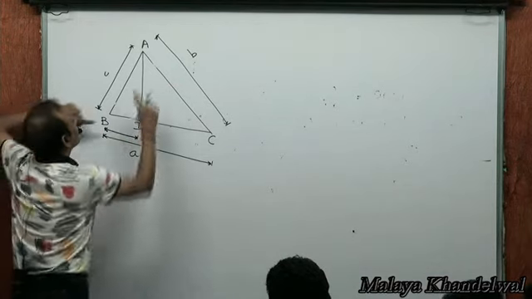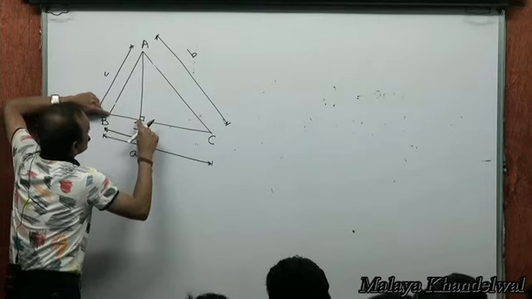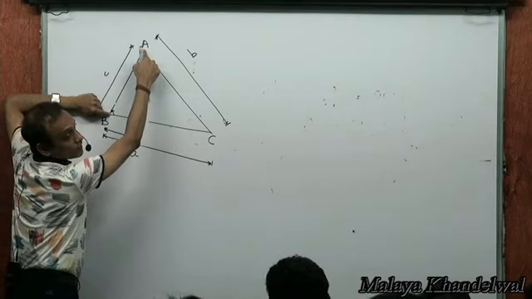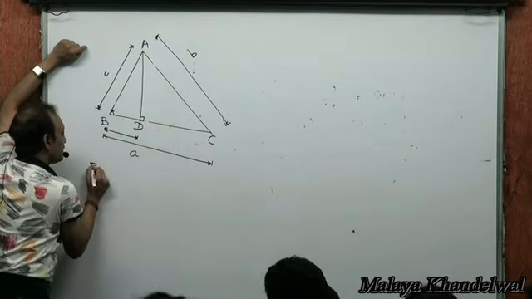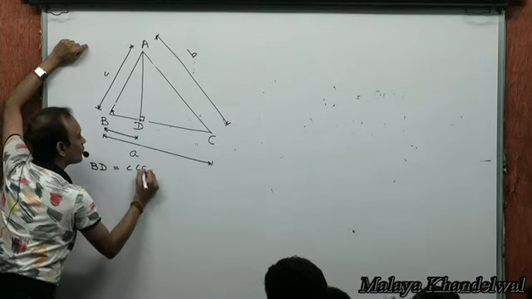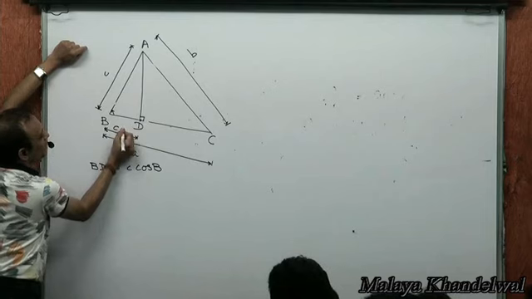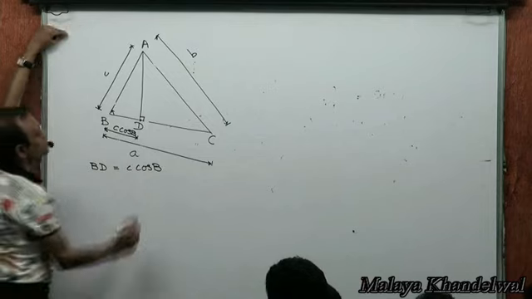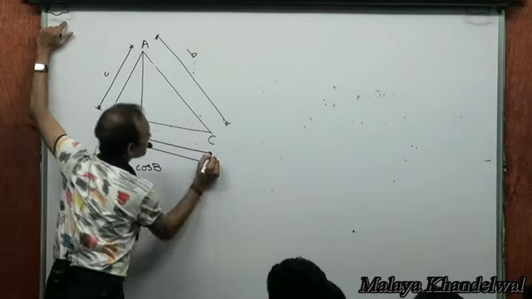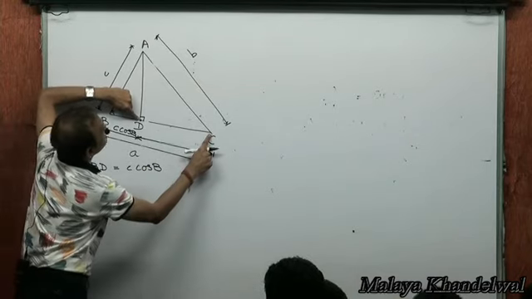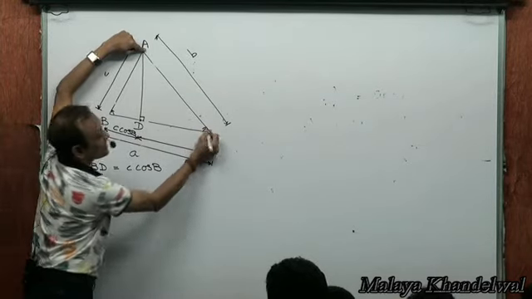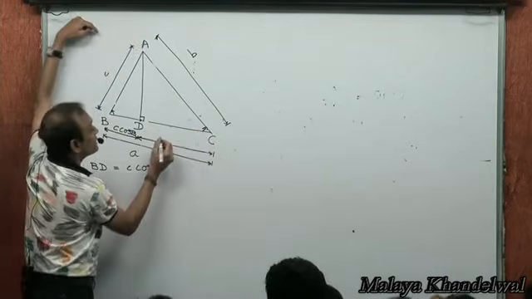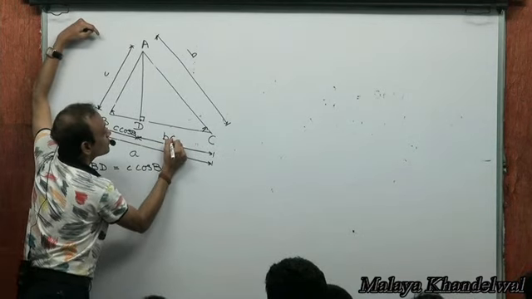Now, look at BD. This is c. BD divided by c is cos B. Yes or no? That means BD must be c cos B. Yes or no? Look at this. DC divided by small b is cos C. So DC must be b cos C.